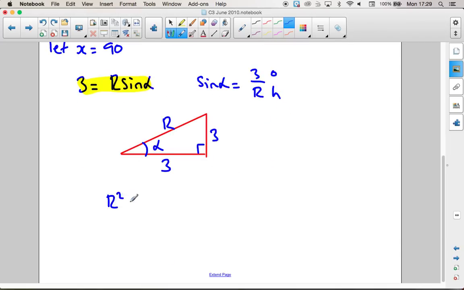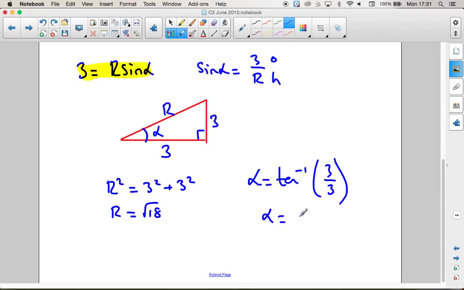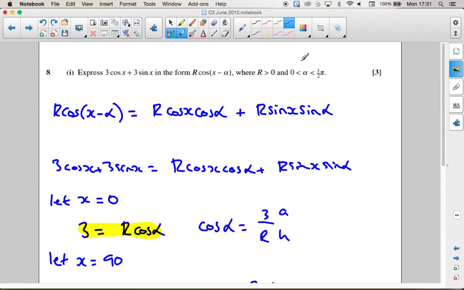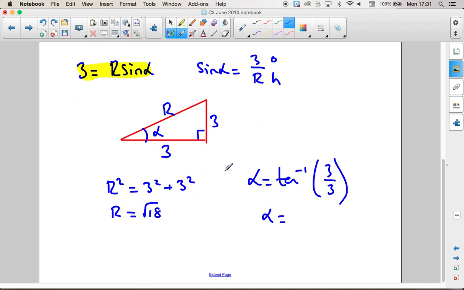So r squared will be 3 squared plus 3 squared, making r root 18. And also alpha will be the inverse tan of 3 over 3. Inverse tan of 1, making sure you're in radians. It's stated at the top that we're working in radians because it's given us a range of 0 to pi over 2. Inverse tan of 1 is pi over 4, 45 degrees, so pi over 4.